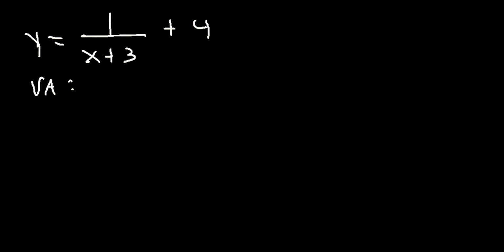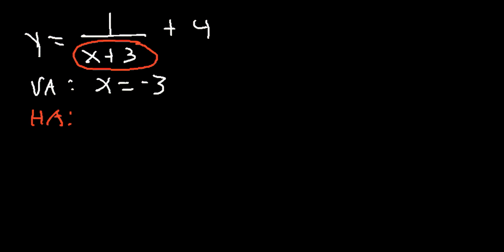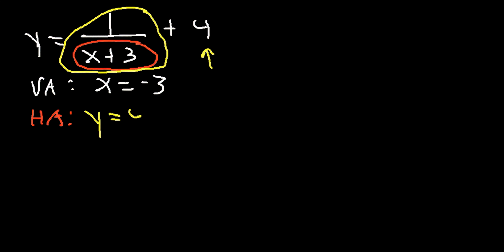So let's say if we have y is equal to 1 over x plus 3 plus 4. The vertical asymptote is at x equals -3, based on this term here, if you set it equal to 0. Now the horizontal asymptote for this fraction is 0 because it's bottom heavy. The degree of the denominator is higher than that of the numerator. But it's 0 plus this number, 4. So it's actually y equals 4. It's been shifted up 4 units.